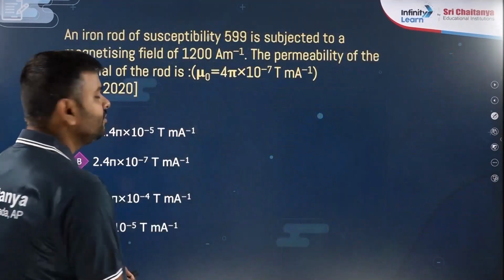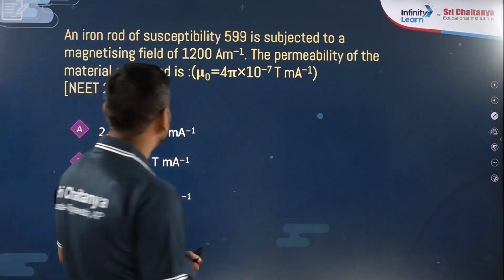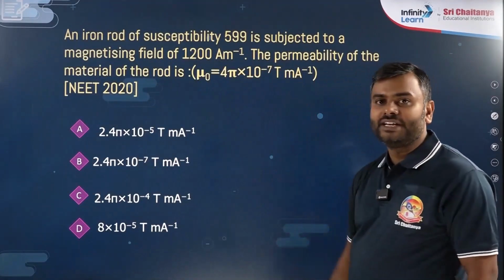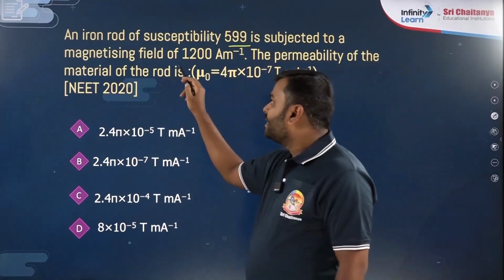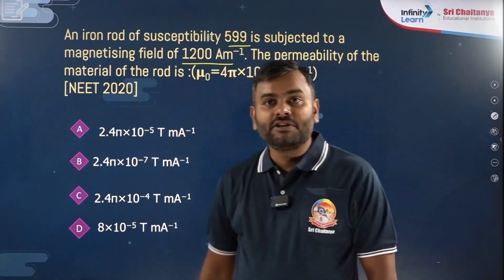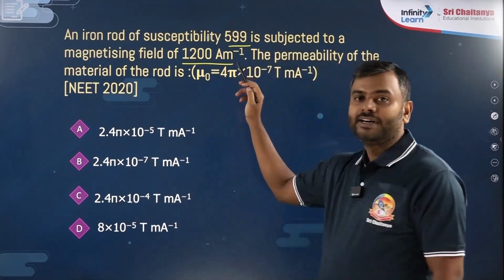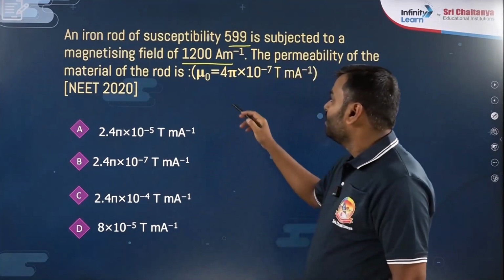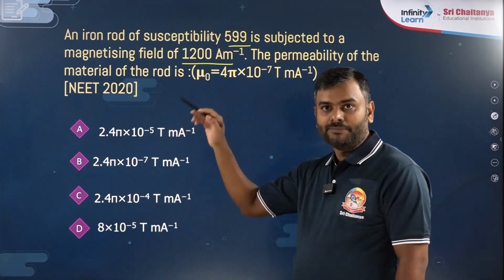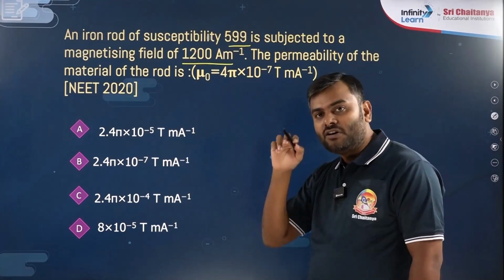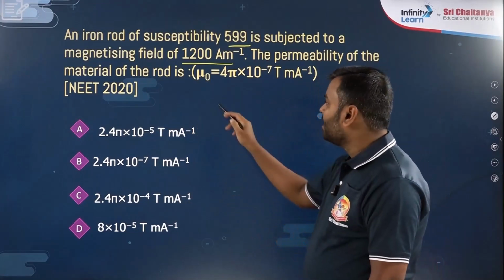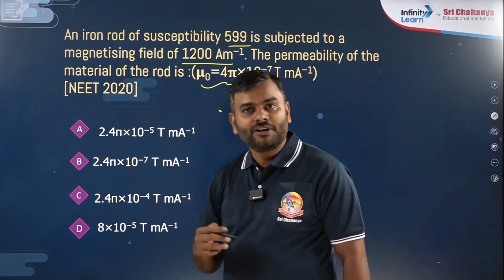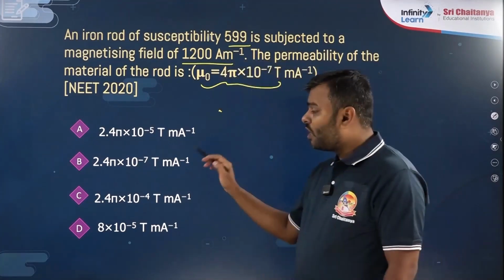Now in the next question, what is given to us? They have given an iron rod of susceptibility 599, which is subjected to a magnetizing field, and the value of the magnetizing field is given as 1200 ampere per meter. The permeability of the material of the rod is to be calculated. They have given the permeability of free space, which is 4 pi into 10 to the power minus 7. Okay, so how can we calculate that?